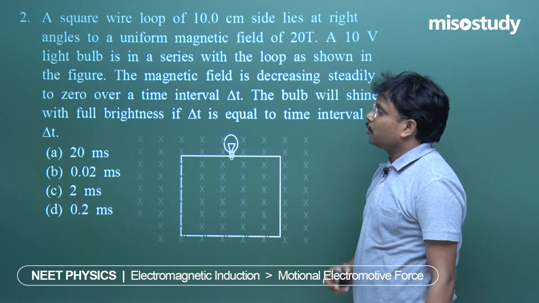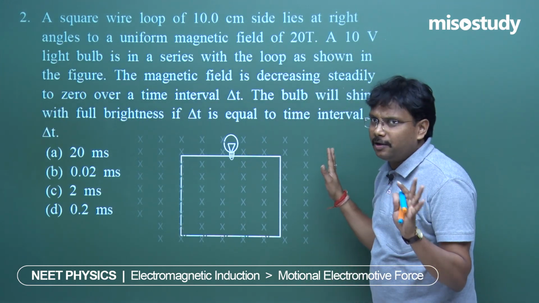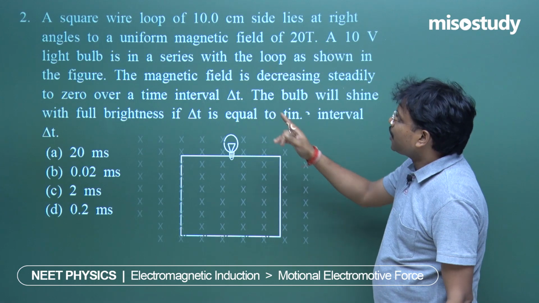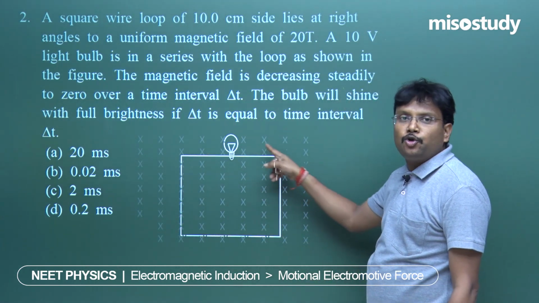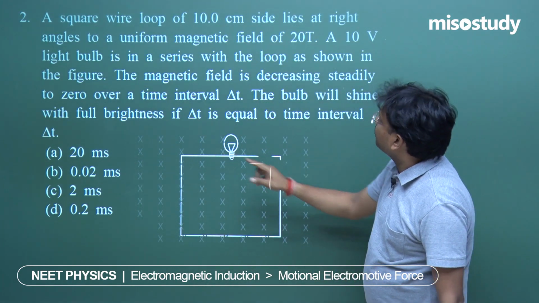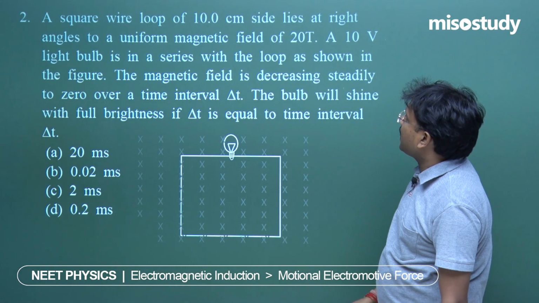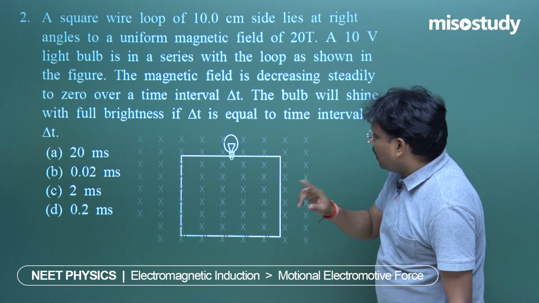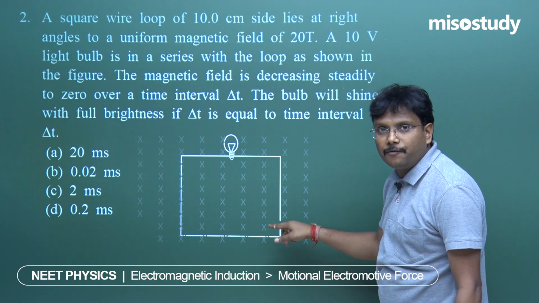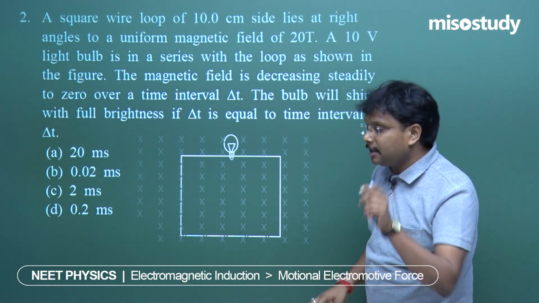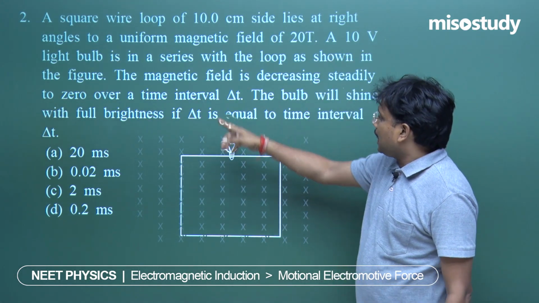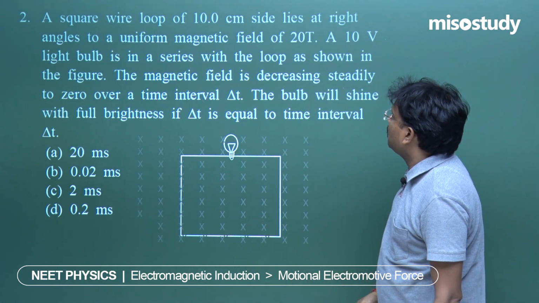So, here comes your question number 2. Now, this question is not a difficult one, just because of the language this question is long, otherwise it is a simple question. A square wire loop, you need not imagine anything, everything is mentioned in this diagram, of 10 centimeter sides lies at right angles to a uniform magnetic field of 20 Tesla. I hope these small crosses are visible to all of you. This is just a representation of the magnetic field perpendicular to this green board, inside. Fine. A 10 volt light bulb is connected in series with the loop as shown.